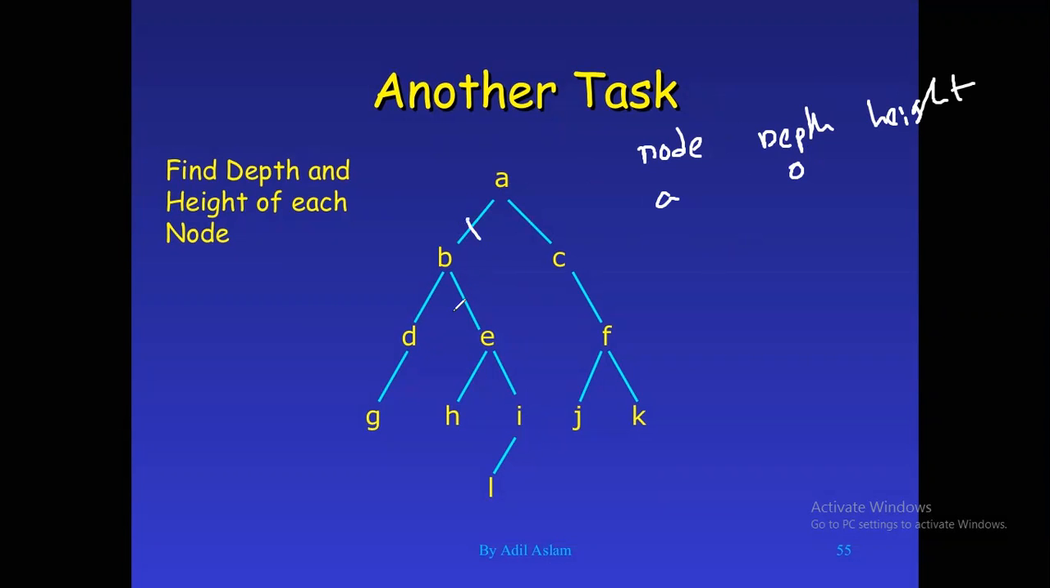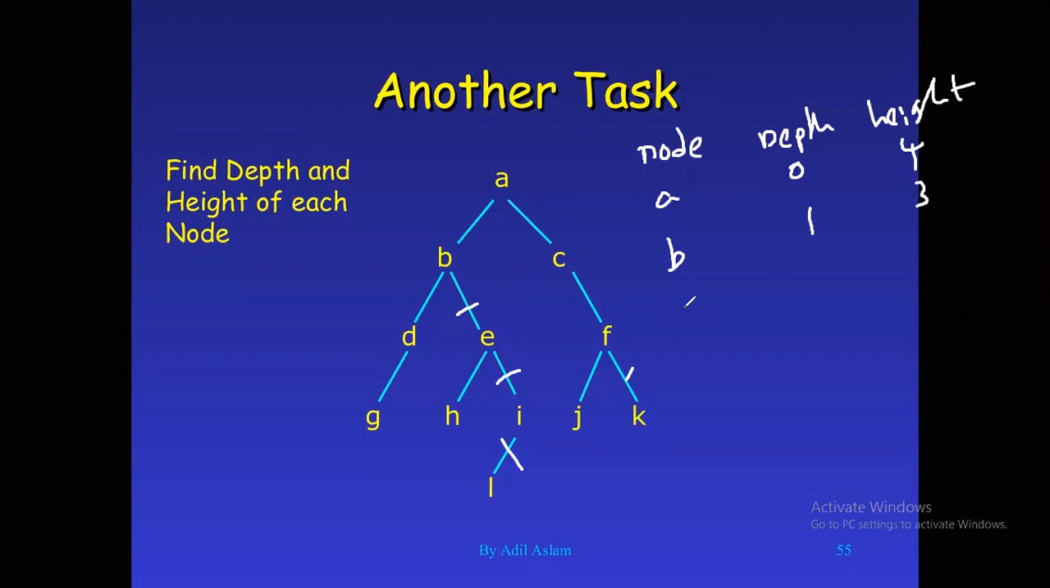So 1, 2, 3, 4. If you take this one, 1, 2, 3 only. Longest path means 1, 2, 3, 4. So it is 4. Next, for B, what is the depth? Up to root, how many edges? 1. So depth is 1. Next, height, longest path: 1, 2, 3.